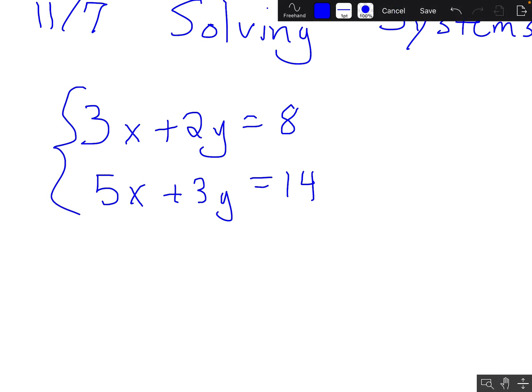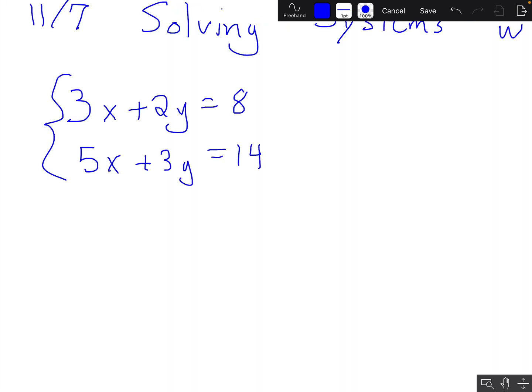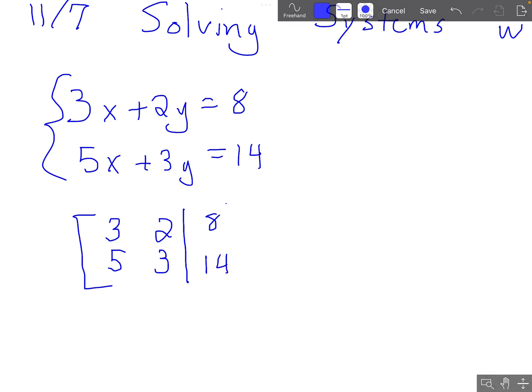What I'm going to do is set up what's called an augmented matrix, and we saw this when we were finding inverses of matrices with row operations, okay? So I'm going to start first with my coefficient matrix, right? 3, 2, 5, 3. And what I'm going to do now is augment it, but instead of doing the identity matrix, I'm just going to put the numbers here, 8 and 14, okay?